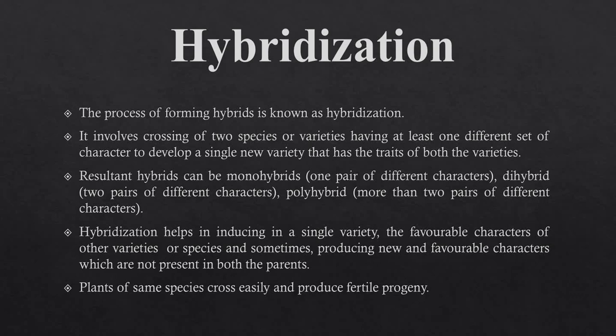Next is hybridization. The process of formation of hybrids is known as hybridization. So the resultant hybrids can be monohybrids that have one pair of different characters, dihybrids that have two pairs of different characters, or polyhybrids, as the name indicates, more than two pairs of different characters. So hybridization helps us in inducing into a single variety the favorable characters of other varieties or species.